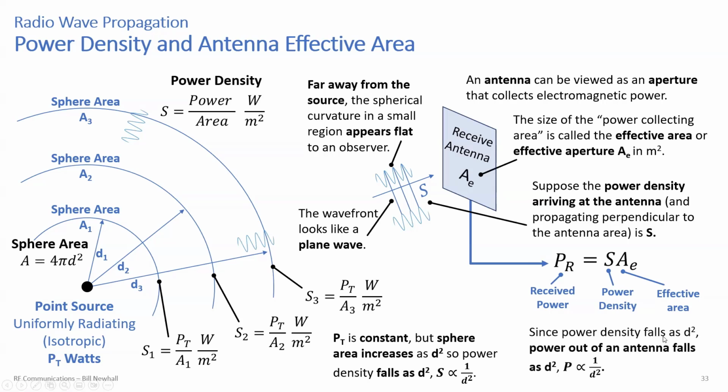Now, since the power falls as d squared, the power out of the antenna is going to fall as d squared, right? Power is proportional to 1 over d squared. So that means if you take this receive antenna, it's receiving a certain amount of power, and then you double its distance away from the transmitter, that power is going to fall as 1 over d squared. So if you're twice the distance away, you're going to have 4 times less power, or a quarter of the power. If you're 10 times the distance away, you're going to have 1/100th of the power.